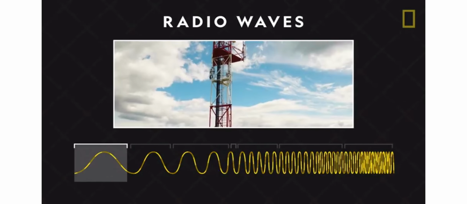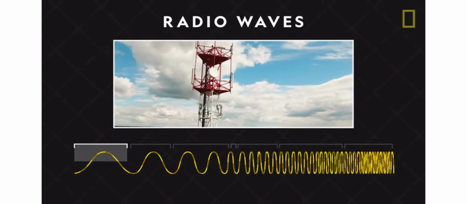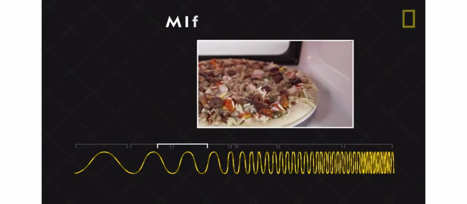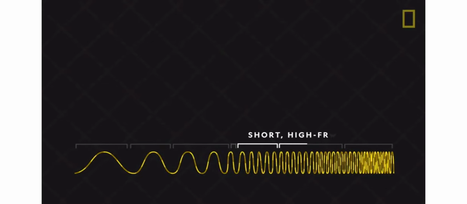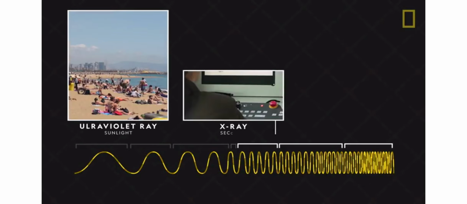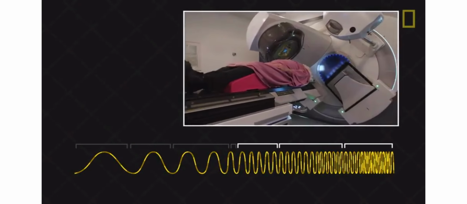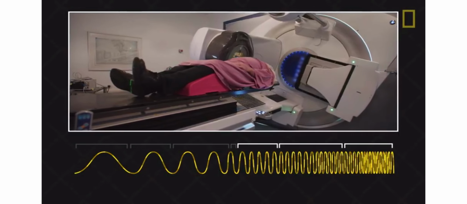On one end are long, low-frequency radio waves that broadcast television and radio signals, microwaves that carry telephone signals and cook food, and infrared waves emitted by fires. On the other are short, high-frequency wavelengths: ultraviolet, X, and gamma radiation. Unlike low-frequency waves, these waves can pass through the human body, making them useful for medical applications.